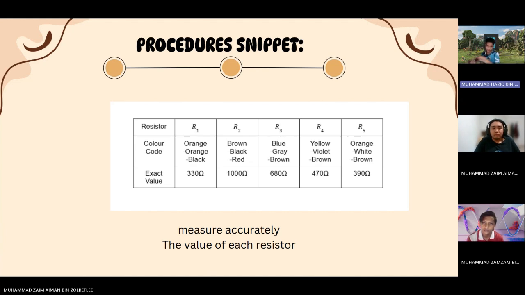and then the color code. So basically for resistance 1 is orange black, and resistance 2 is brown black red, and resistance 3 is blue gray brown, and resistance 4 is yellow violet and brown, and resistance 5 is orange white and brown. So the values are 330 ohm, 1680 ohm, and 417 ohm and 390 ohm.